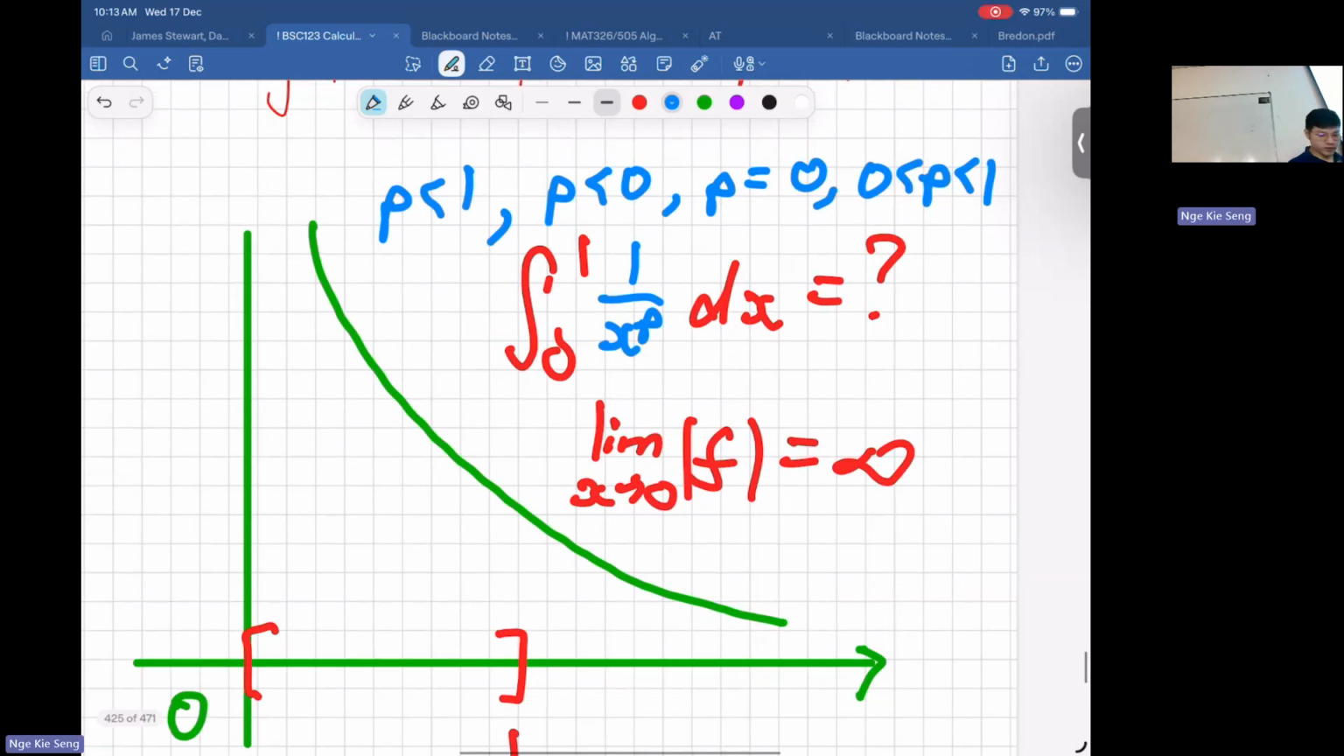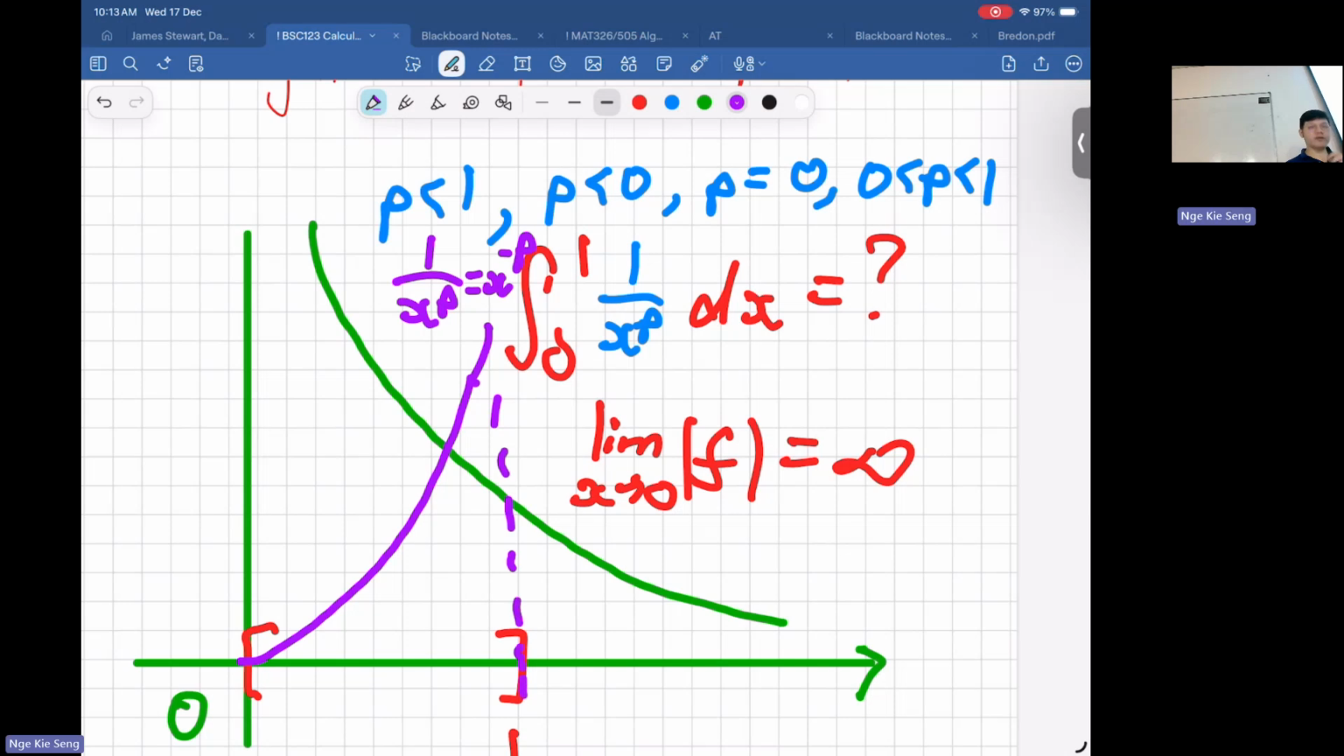Okay, does it make sense? So when p is less than 1, 1 over x to the p is just x to the minus p, meaning it is positive. Maybe it will look like, let's say p equals minus 2. So x to the minus 2 is like this. So it's a finite area here. But when p equals 0, you get a constant function.